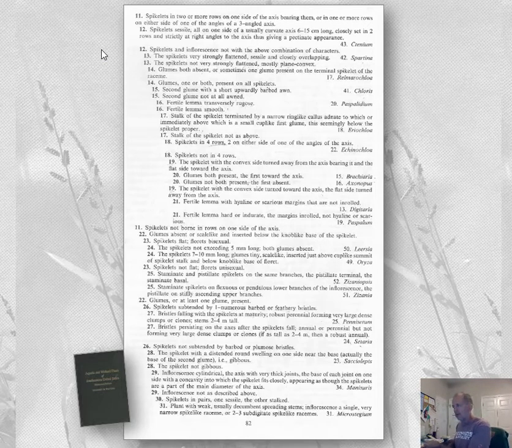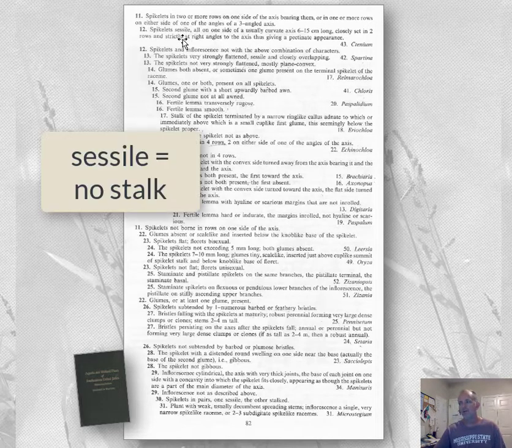So I think we even have enough information from what I just said that we can go a little bit further in the key. Number 11, spikelets in 2 or more rows on one side, which is the case. And so now we come down here to the next one, number 12, spikelets are sessile. Sessile, or sessile, that's how I usually say it, means that there's not a little stalk.